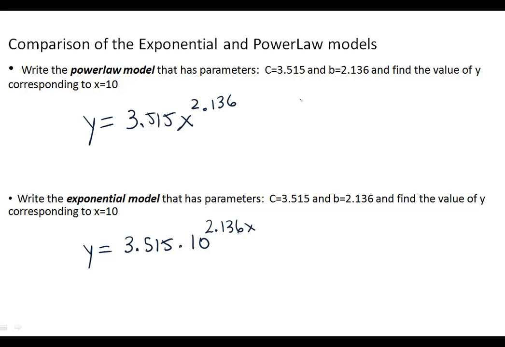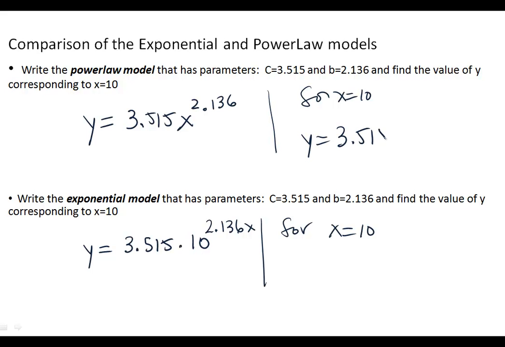So we want to evaluate each of these for x equals 10 and make a comparison. First, the Powerlaw model. That's going to be 3.515. I'm going to take 10 and raise that to an exponent of 2.136. Get that on my calculator and then multiply by 3.515 and I get 480, and I'll round it to two decimal places, so 480.76.